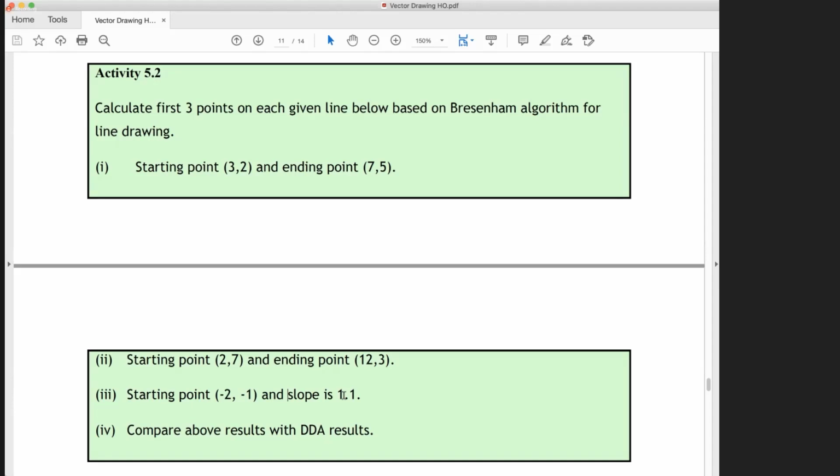11 divided by 10 means 1.1. Therefore, you have to take the upper part as 11 and the lower part as 10. To get the 10, this is -2. Minus -2 becomes +2. 9 plus 2 is 11. Then the lower part, 9 plus 1, is 10. Is that clear? So the endpoint is 9,9.